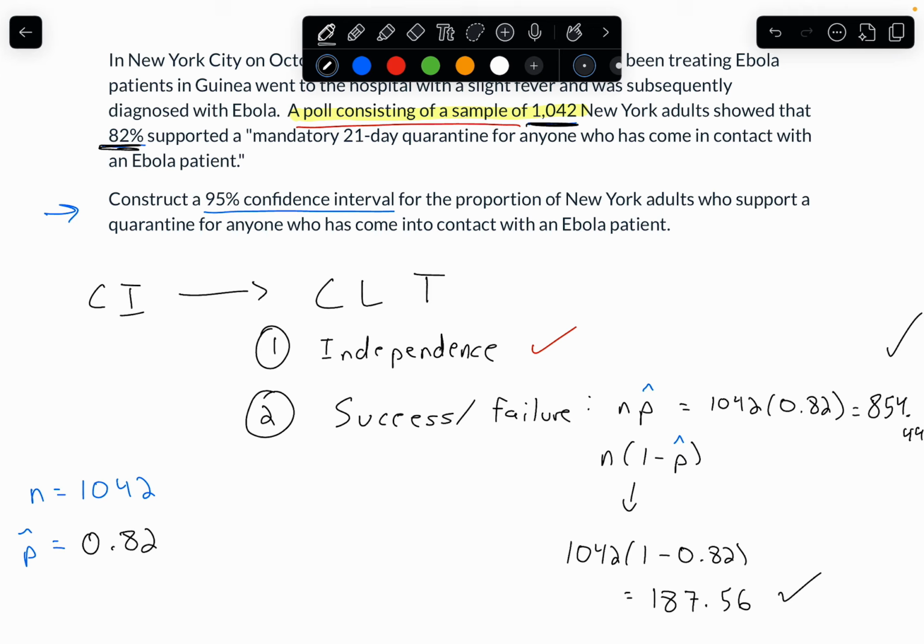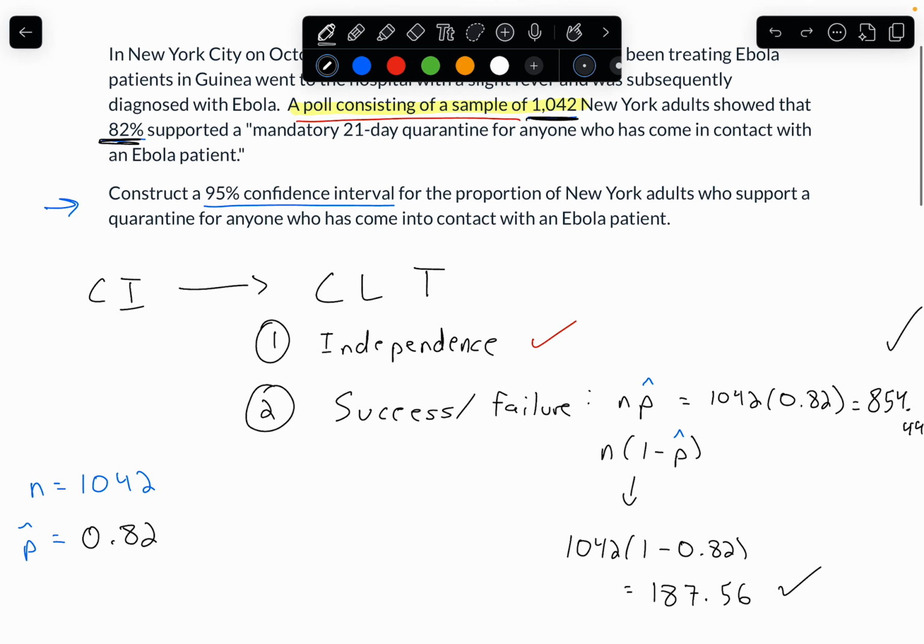Some problems in the homework or on quizzes and tests might just tell you, hey, you may assume that the necessary conditions are met. And if it says that, then I don't need to check these. It just says you can assume that the conditions are met. That's just a step that you can skip in those problems.